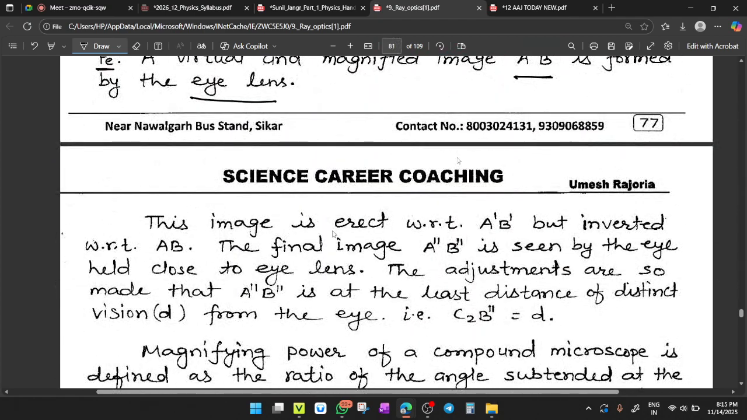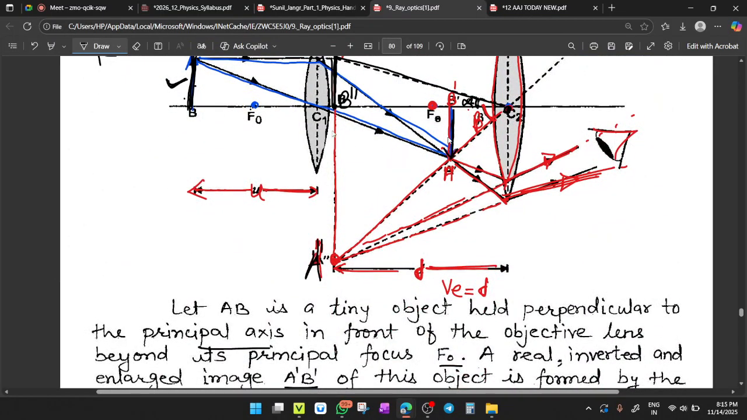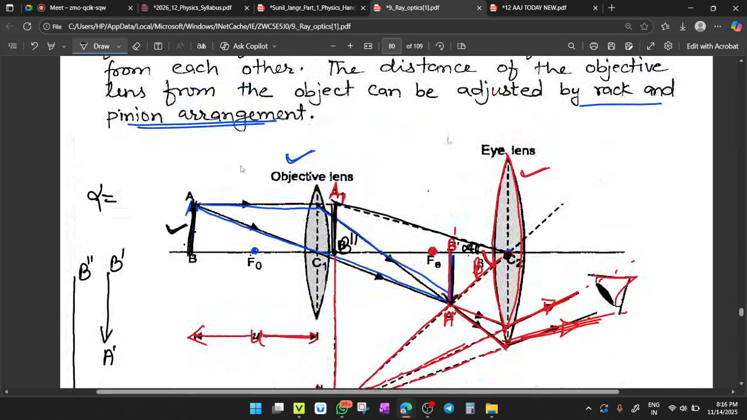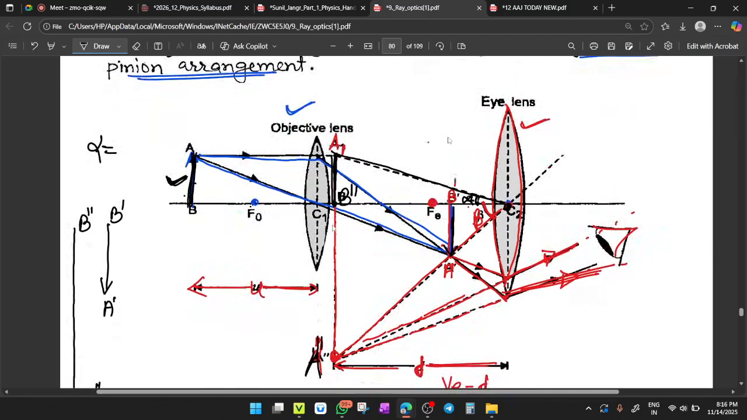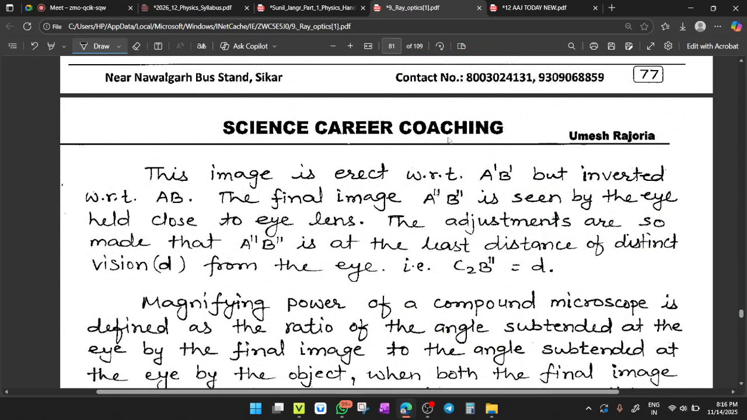Clear or not clear? This image is erect with respect to A dash B dash. Yes, you see, the final image is erect with respect to A dash B dash, because the orientation of A dash B dash is downside, and in the same way the orientation of A double dash B double dash is downside. But with respect to the object, the final image is inverted. Yes or no? Because the object is in the upward direction, so B here and A here. So your final image is inverted. So the image is erect with respect to A dash B dash, but it is inverted with respect to AB.